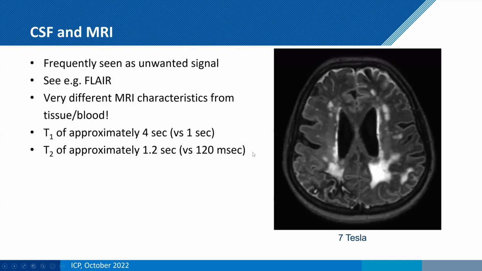Finally, the other thing that we can do with MR is, of course, make use of the fact that CSF is flowing, and therefore you can also rely on phase contrast types of techniques.